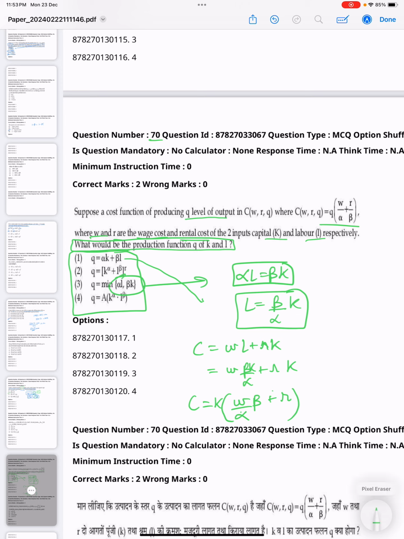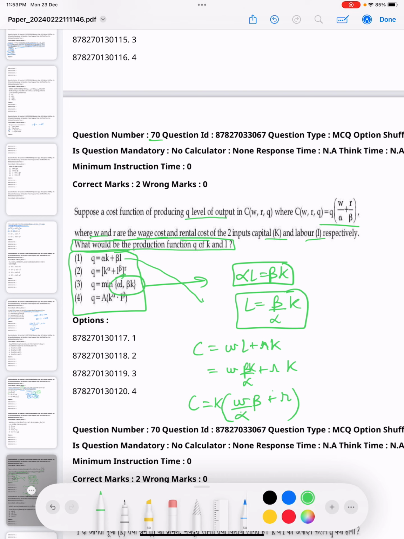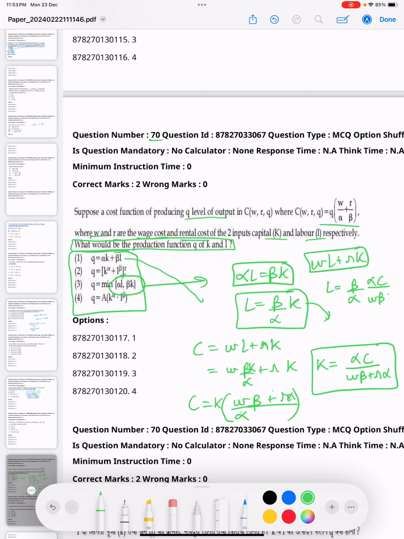And if you see, K is coming out to be alpha C upon (W beta plus R alpha). Similarly, we will find the value of L with the help of this and put it in the cost function, which is WL plus RK. So L would be beta by alpha times alpha C upon (W beta plus R alpha). So alpha cancels out. Now the cost function would be WL plus RK, and if you solve this by substituting L and K, you'll get the final value as this.